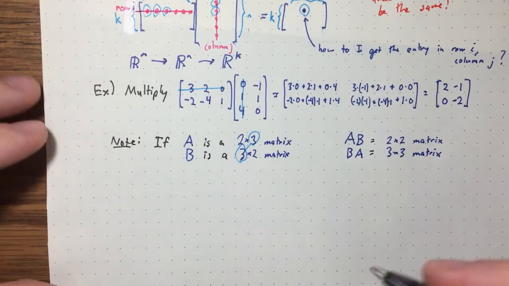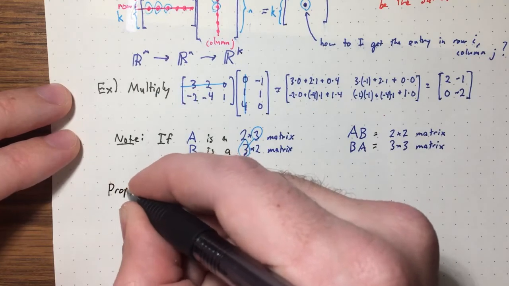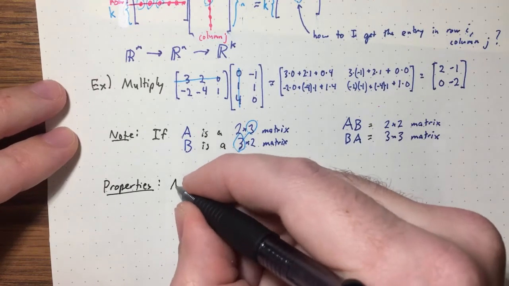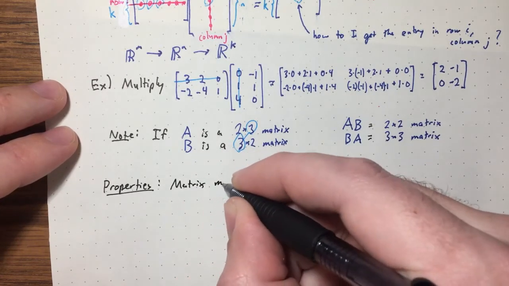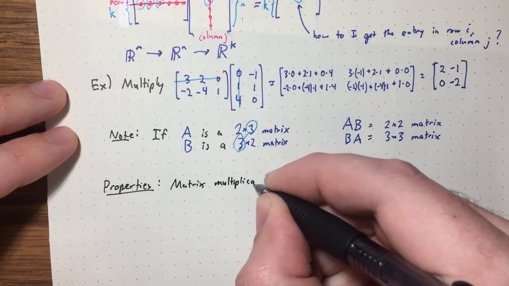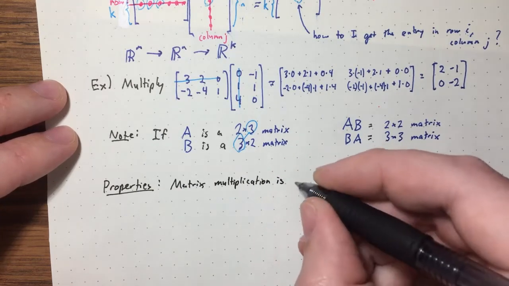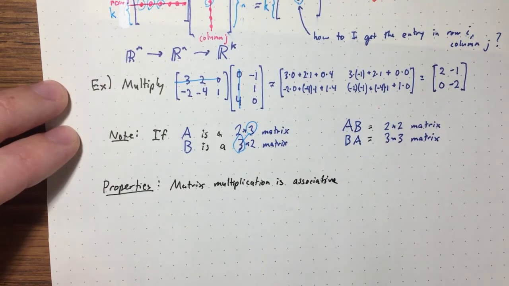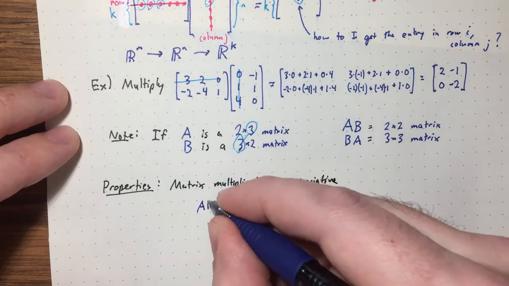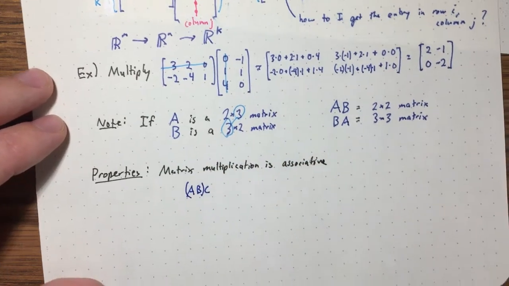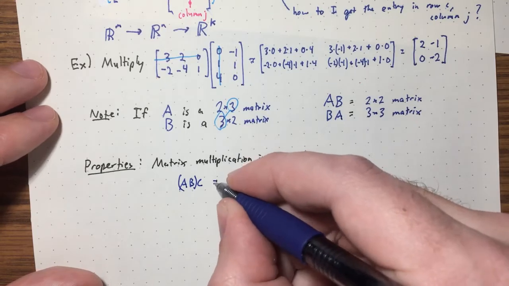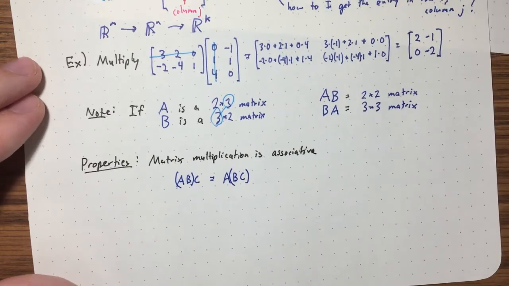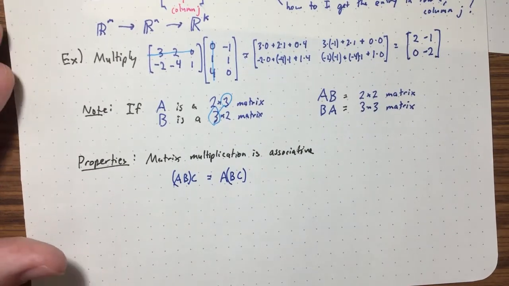So I think it's time to talk about a few properties of matrix multiplication. The first property is that matrix multiplication is associative. What does that mean? That means if I have a bunch of matrices, let's say 3 matrices, it doesn't matter whether I do A times B first or whether I do B times C first. As long as I keep them in the same order, that's key.